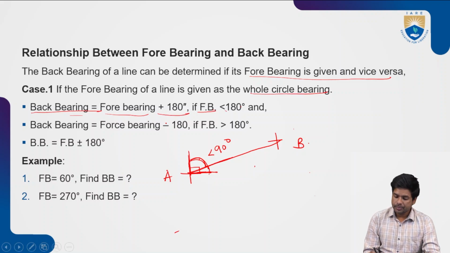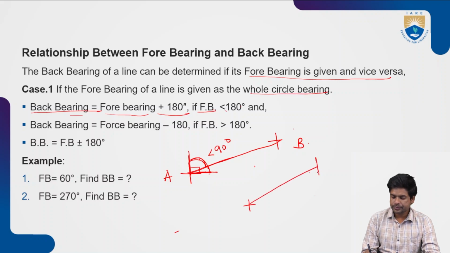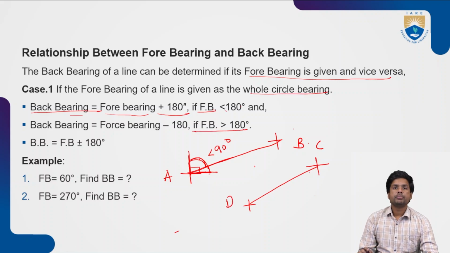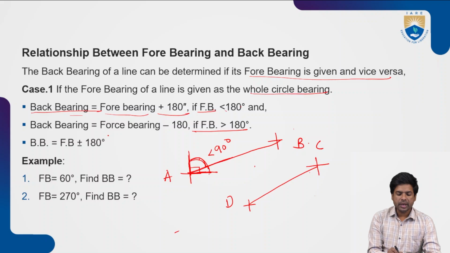Suppose if the fore bearing is more than 180 degrees, the formula is fore bearing minus 180 degrees.